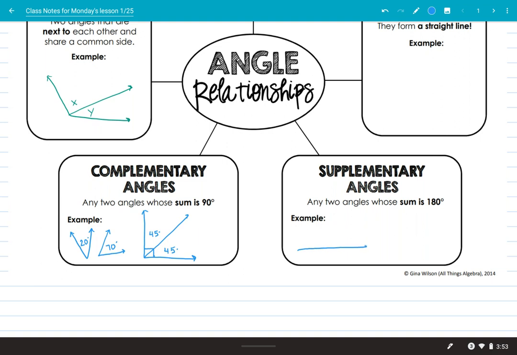Now, supplementary is when they add up to 180. And usually you're going to see this by a straight line. Straight line is 180 degrees. And I could say that this one is 140 and this is 40 degrees. But remember, they do not need to be connected. They could be just a little bit like this. So 140 and 40. Not perfect, but you get the idea.